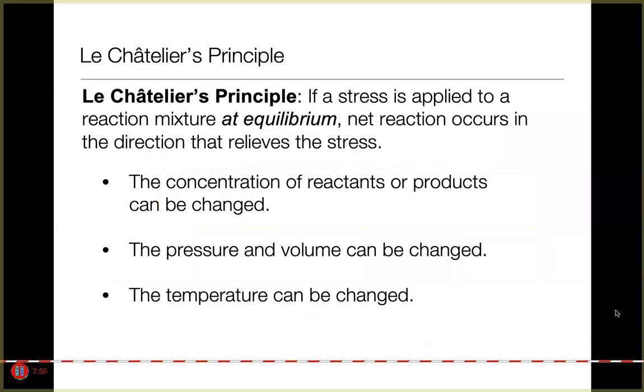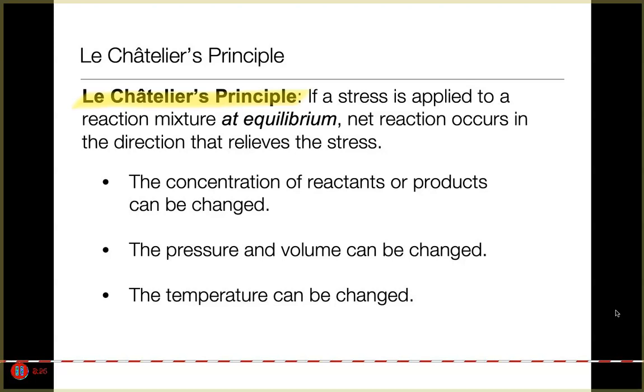I think you might have heard me say this phrase before, but this is going to be the last part of Chapter 15. It's taking the idea of QC, and instead of just being an abstract number, what is it actually telling us that's physically happening? And that's going to be Le Chatelier's principle. We'll read through it like we always do, and then we'll break it apart. So it says, if a stress is applied to a reaction mixture at equilibrium, then the net reaction occurs in the direction that relieves the stress.